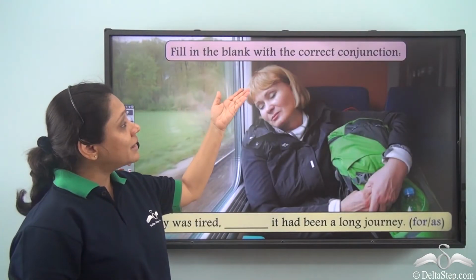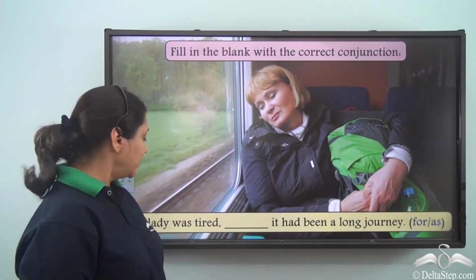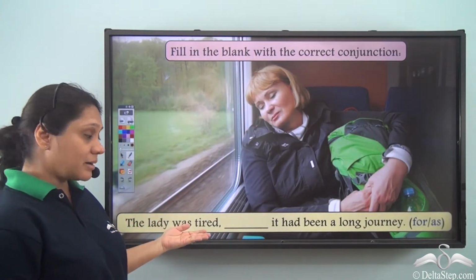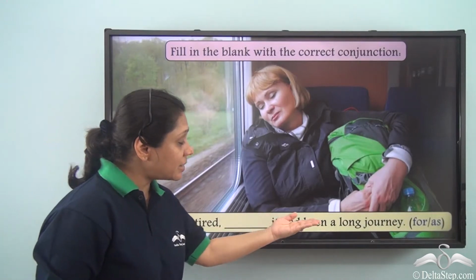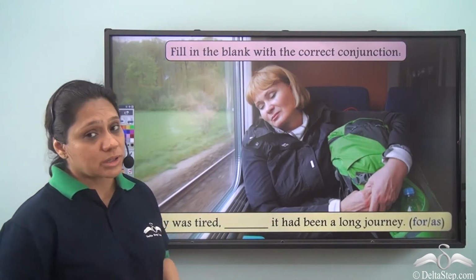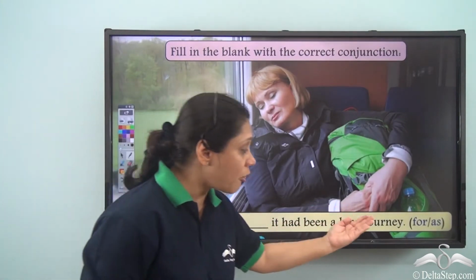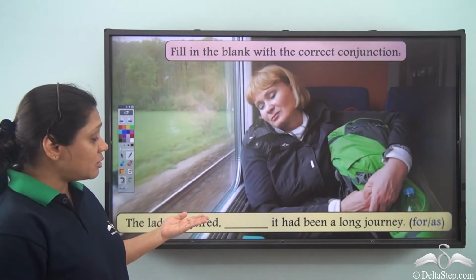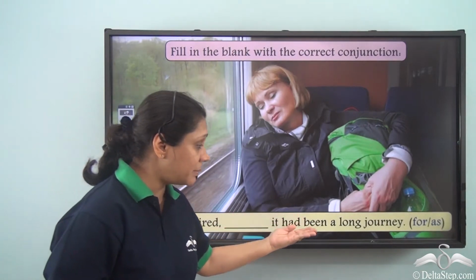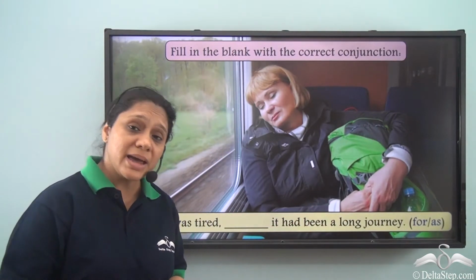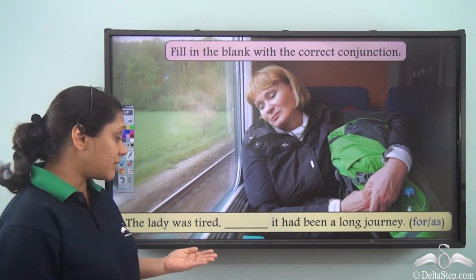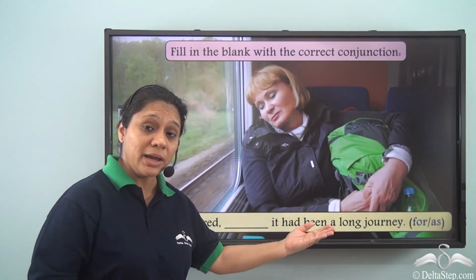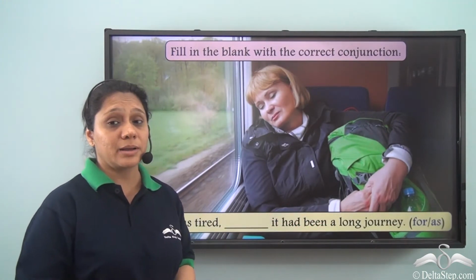Now, can you fill in the blank with the correct conjunction? The lady was tired, dash, it had been a long journey. What are the options given to us? For, as. Now, can we say the lady was tired as it had been a long journey? Yes, we can say the lady was tired as it had been a long journey. It would have been perfectly correct.